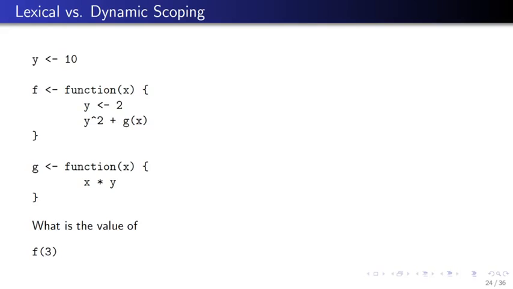y. So in the f function, y is a free variable, and g is also a free variable. So the g function is not defined inside of f, nor is it an argument to f. And then in the g function, the symbol y is a free variable. And so the question is, if I call f of 3, what gets returned?